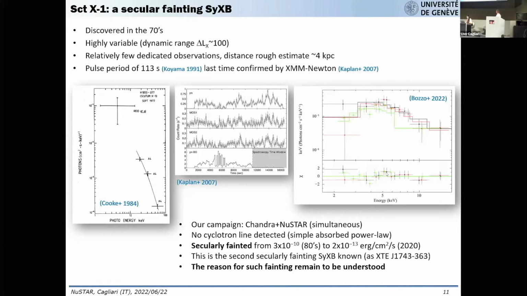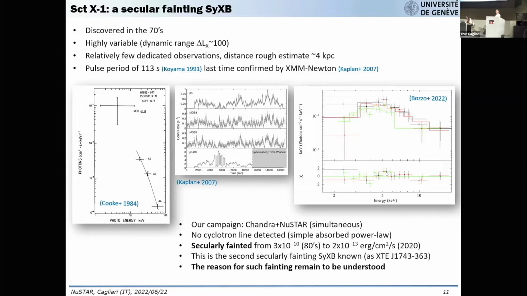Unfortunately, when we got to the source with the next campaign, a Chandra plus NuSTAR observation in 2020, you see the source was fainting a lot. So it moved from 10 to the minus 10 in flux in the 80s down to 10 to the minus 13 in flux in 2020. Of course, here it's impossible to look for cyclotron lines given the statistics, but the observation was not in vain. It is still very interesting to see that this source underwent a secular decrease in flux.